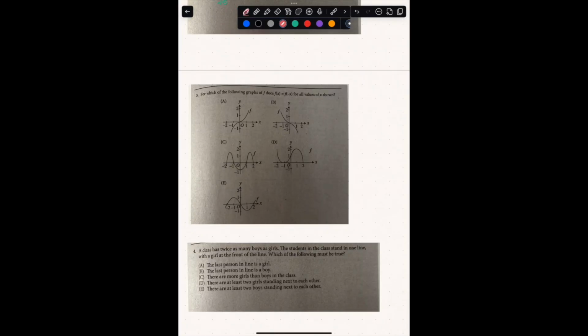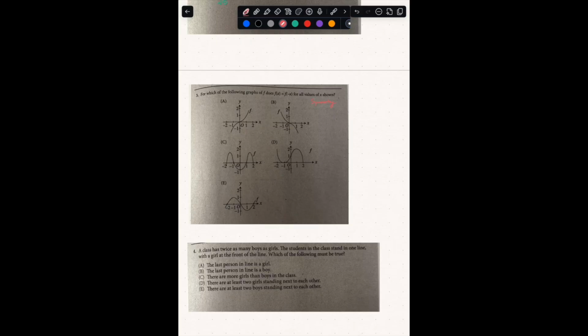Taking a look at this one here, for which of the following graphs of f does f of x equal f of negative x? So I think a trick here that you should avoid is you don't really need to know anything about symmetry to answer this question. It's really a matter of logic.